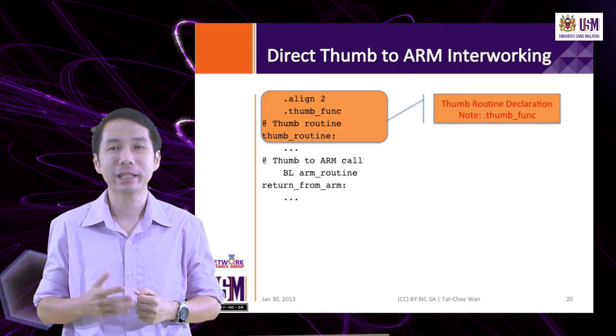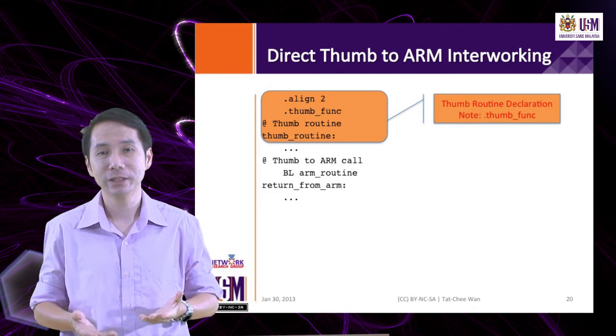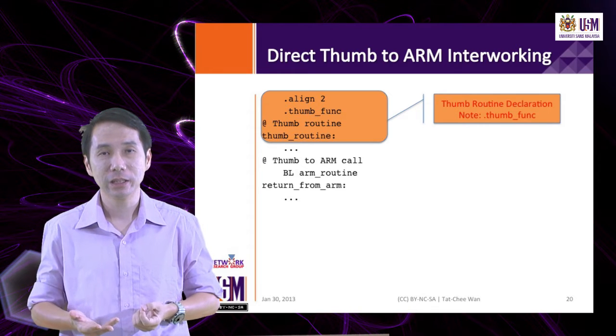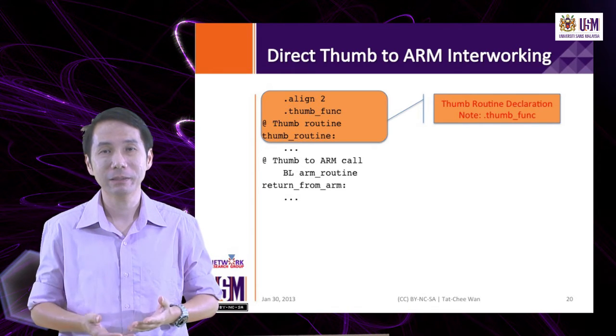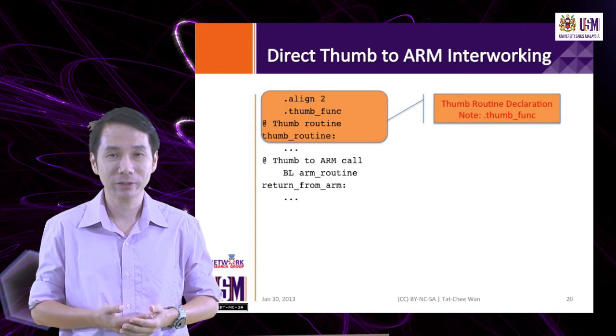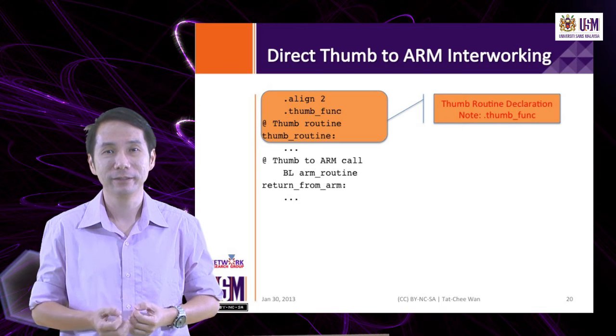First, we will look at direct thumb to ARM interworking. Here we declare a thumb function. Note that at the beginning we have the .thumb_func directive to inform the assembler that this is a thumb function. Just take note that if you do not do so, the assembler would not know that this is a thumb function.